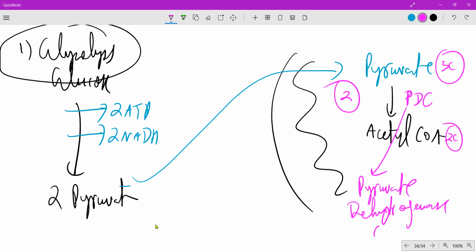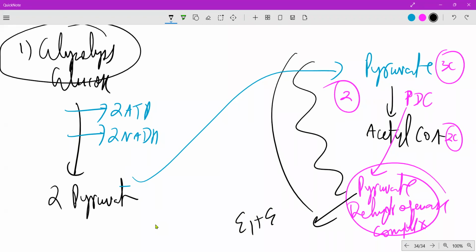These names are so long that half the time is wasted writing them. Pyruvate dehydrogenase complex, PDC. In fact, this is itself made up of 3 different enzymes. We call them E1 plus E2 plus E3. That is why it is a complex of 3 different enzymes. So this is the second reaction.